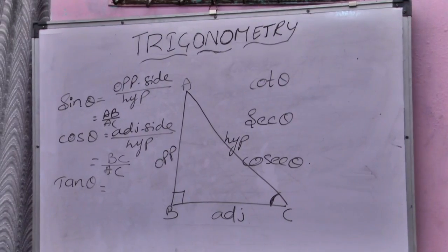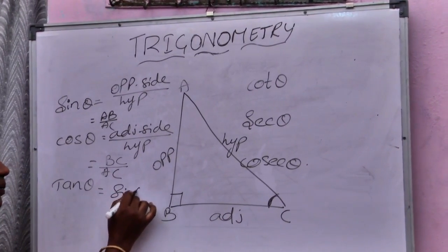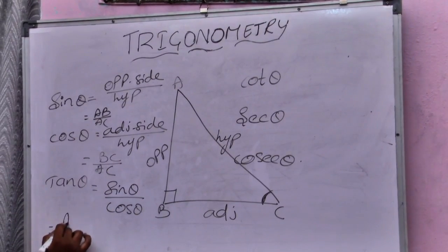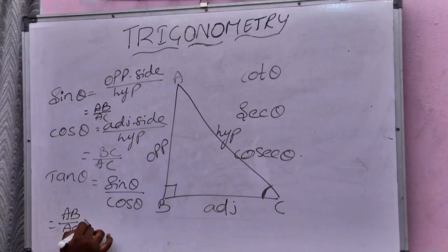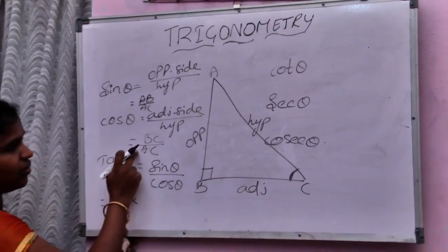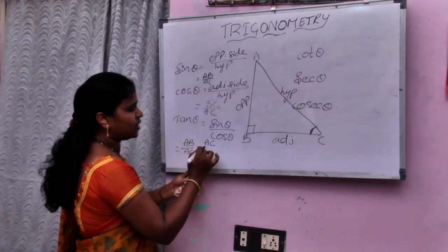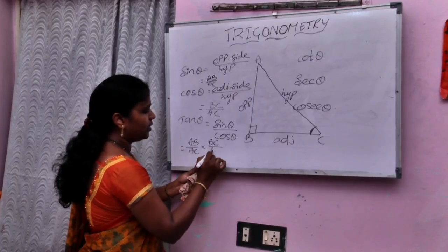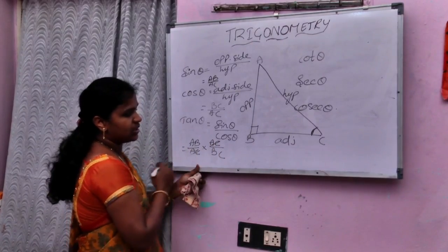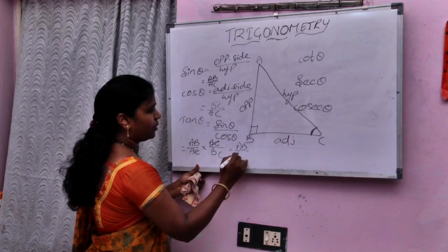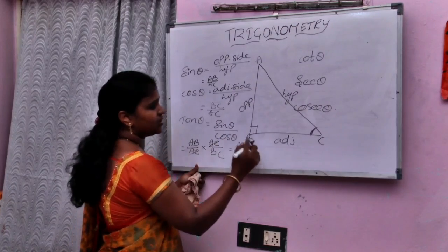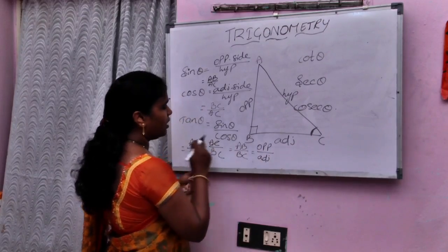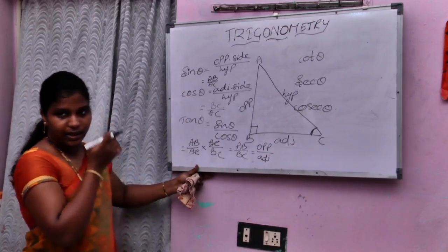Now the tan theta. Tan theta is nothing but sin theta by cos theta. Sin theta is AB by AC, into the reciprocal of cos theta. Cos theta is AC by BC, so I reciprocate it, because I have taken the multiplication here. So AC by BC. Now if you observe, both AC and AC will be cancelled. So AB by BC. What is AB here? AB is the opposite side and BC is the adjacent side. So tan theta is nothing but opposite side by adjacent side.